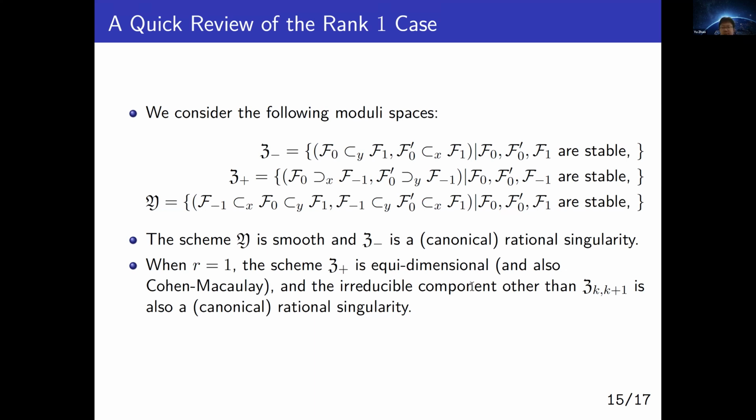And okay, we already have Z minus and Z plus. Then a natural consideration is that we have F0, F0 prime, F minus one, F1. Why should we not combine Z plus and Z minus and consider a new moduli space Y, which considers F0 and F0 prime, which both contain a sheaf F minus one, and which are both contained in another sheaf F1. And here of course we should assume all those sheaves are stable.